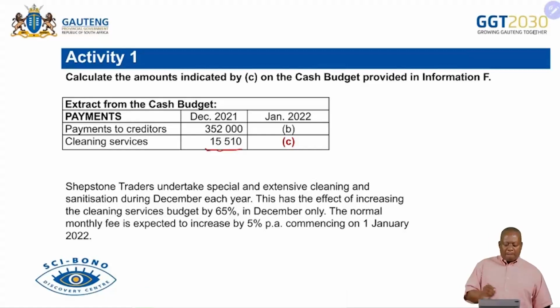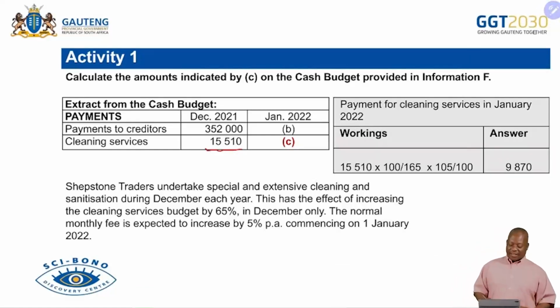The normal monthly fee is expected to increase by 5% in January. Okay, so it therefore means we can go back to the normal. But in January, we are not paying the normal one. We are going to have that normal increased by 5%. Is this doable? I think it is. We start by finding the 100%, which is the normal. And then we increase that normal by 5%. And that becomes the payment in January.